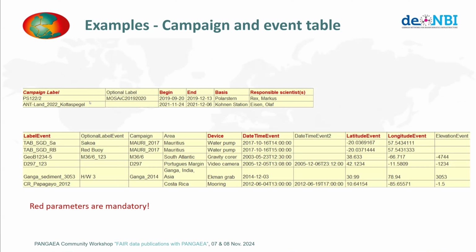For the event information, you have a unique event label. You can also add an optional label, the name of the campaign if it's related to the campaign, the area, what is also mandatory, which device you use to take the sample or measure the data, the date time of the event. If you measure a profile, you can also add the end of the profile, and of course latitude and longitude. An optional would be elevation, and you can find the full set of information you can add there in our template.